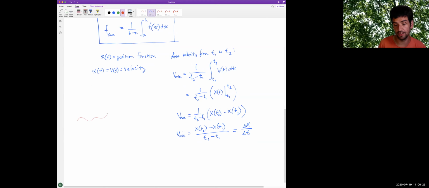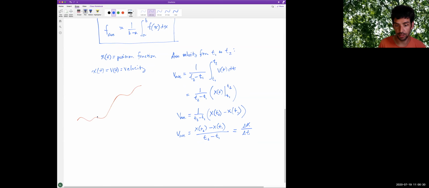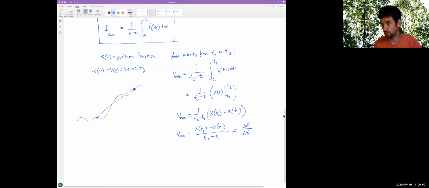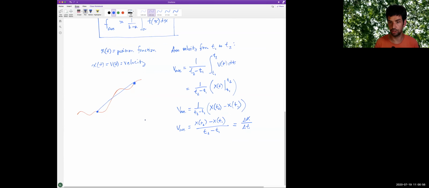If this is our position curve, and we were trying to figure out the average velocity, it's simply the slope of the line connecting these 2 points, okay? And that might also be a familiar concept. Okay, let's do one more problem with a little more structure to it.